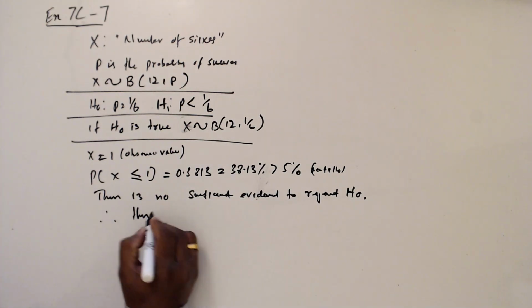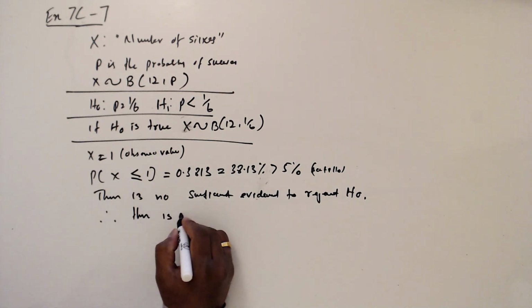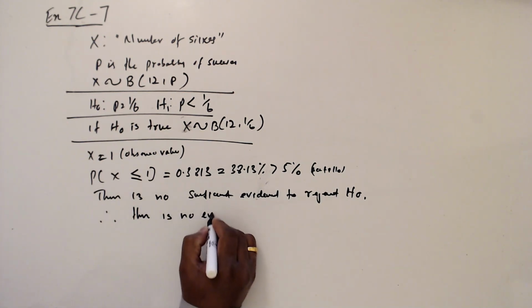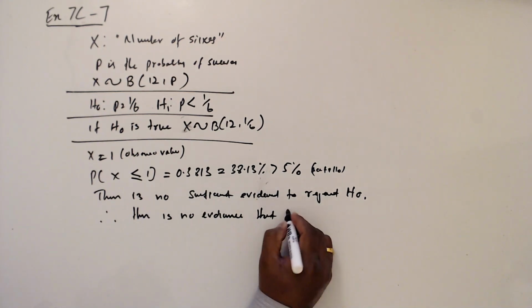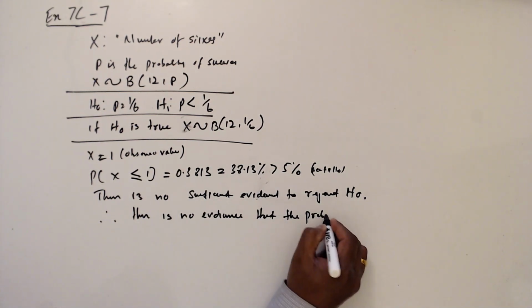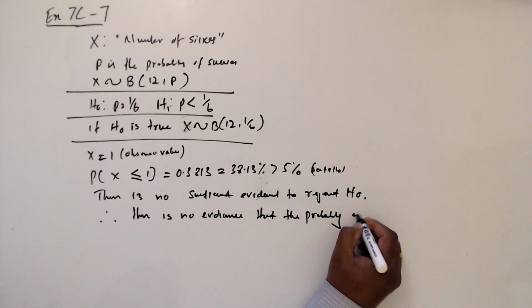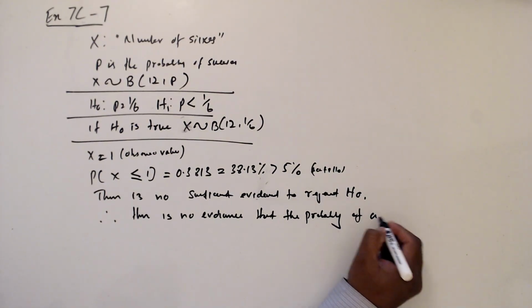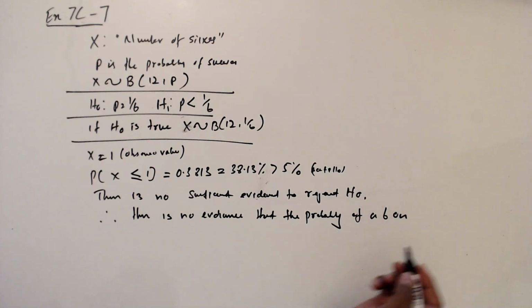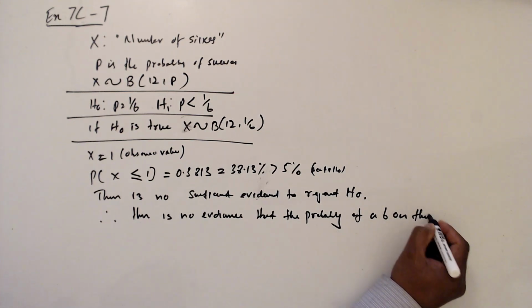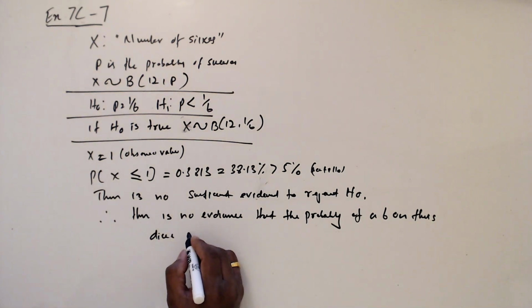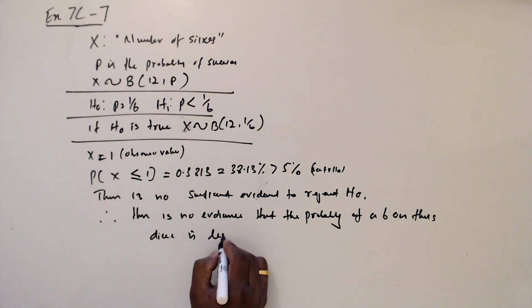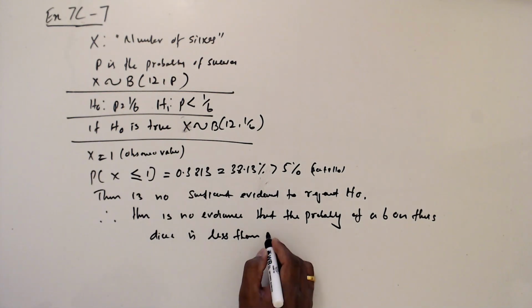Hence there is no evidence that the probability of a 6 on this dice is less than 1 over 6.